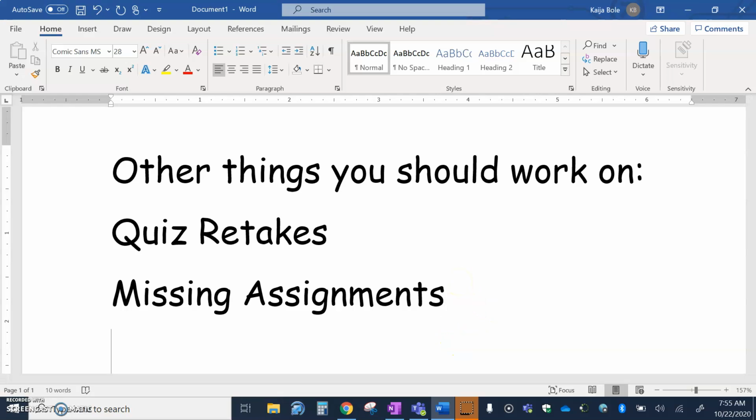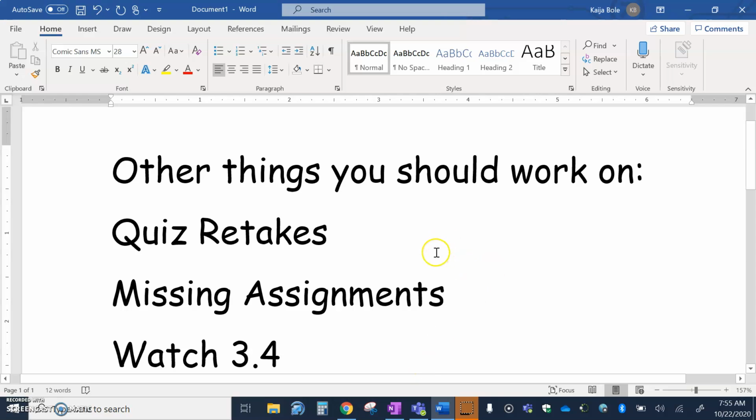assignments, and I'm going to add one more thing in here to watch 3.4 if you didn't do this on Thursday. We're going to need to have that done for Monday. So if you missed it yesterday, maybe go back and check that you got it done today. But these quiz retakes, some of you have quiz retakes that are like 2 weeks late at this point, so we have got to get those done. And then you can take them when you come back to class on Monday.